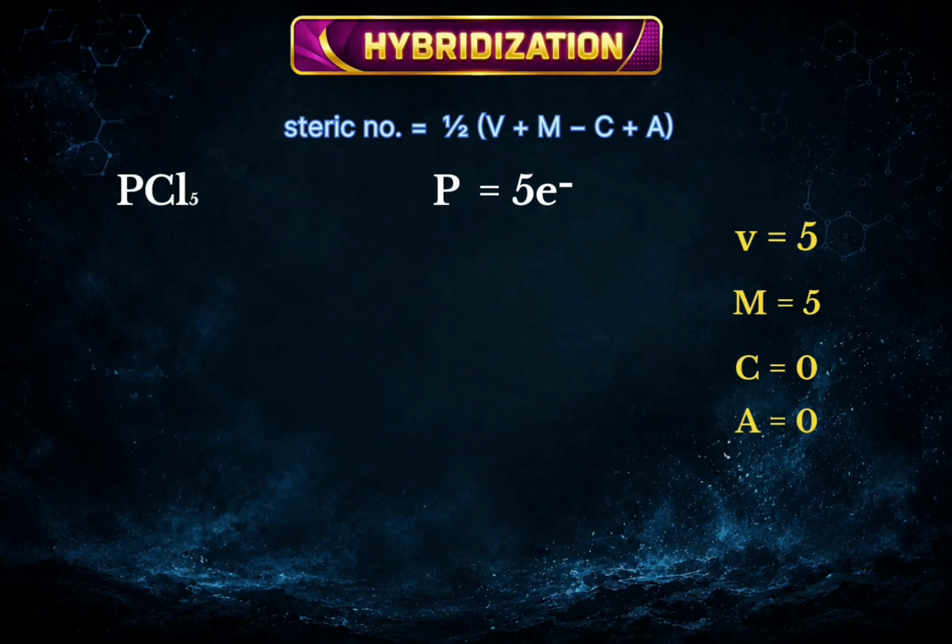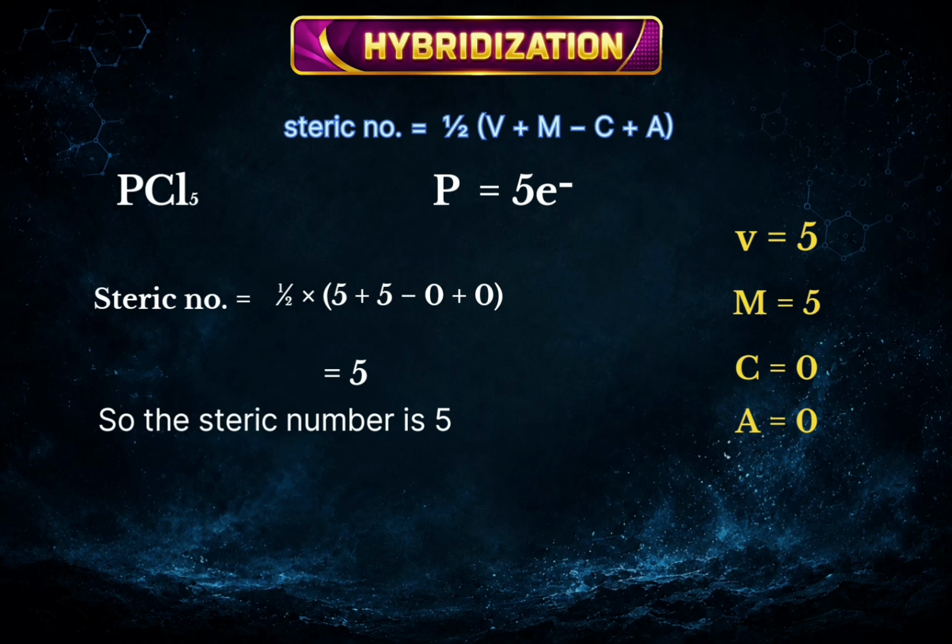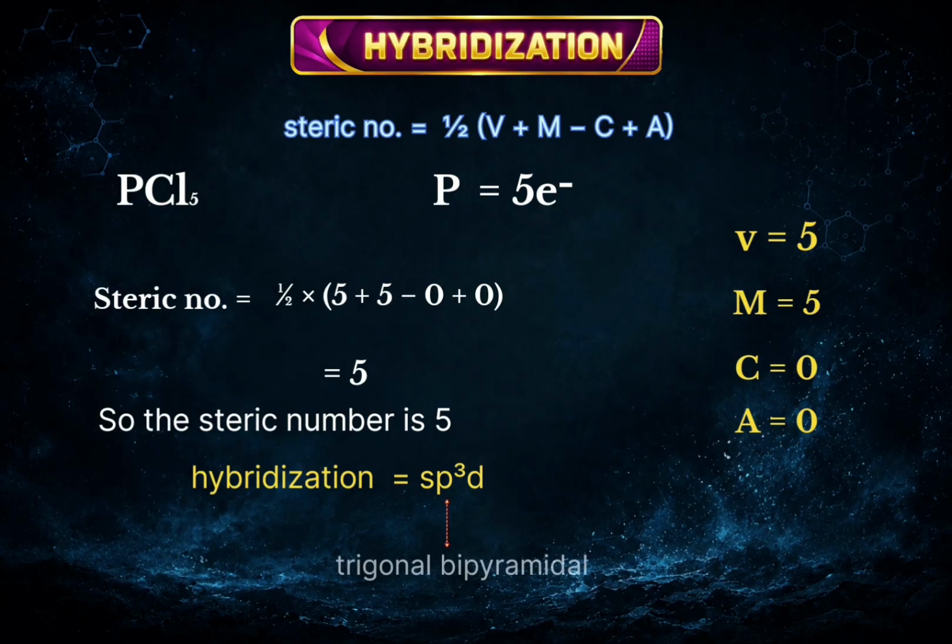Now substitute the values. Steric number equals 1/2 multiplied by 5 plus 5 minus 0 plus 0. That equals 5. So the steric number is 5. A steric number of 5 means the hybridization is sp³d. Its shape is trigonal bipyramidal, with bond angles of 90 degrees, 120 degrees, and 180 degrees.